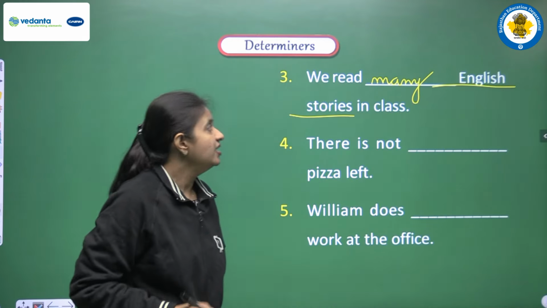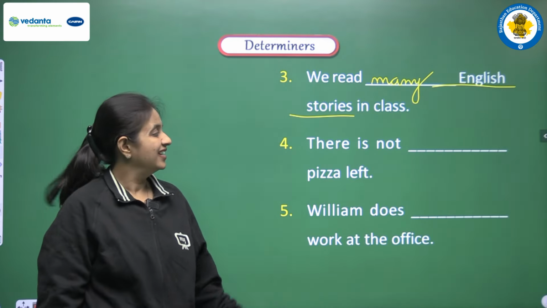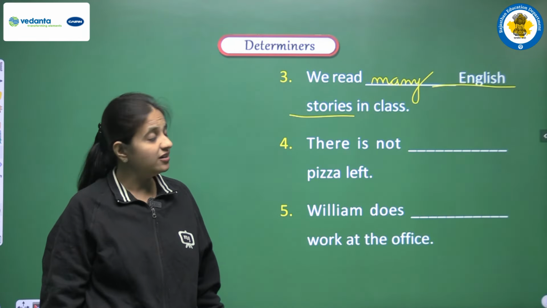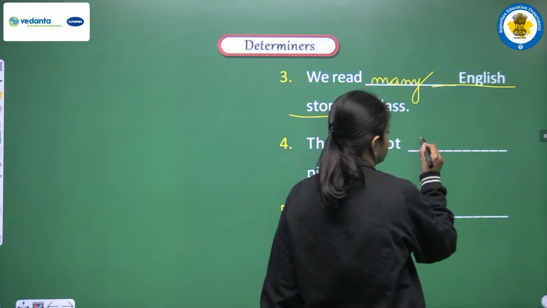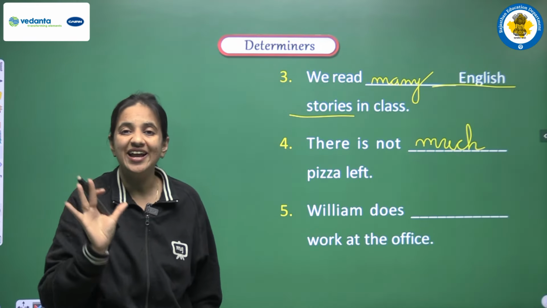And the sentence will be we read many English stories in class. Next is there is not pizza left. So here our answer will be much. Why much? So students, don't get confused.